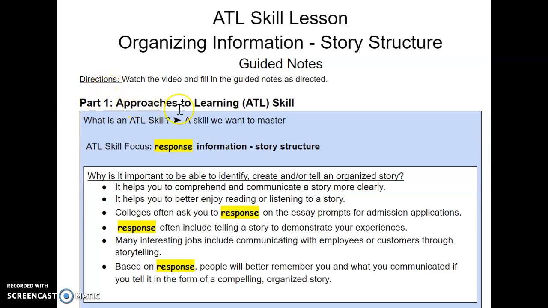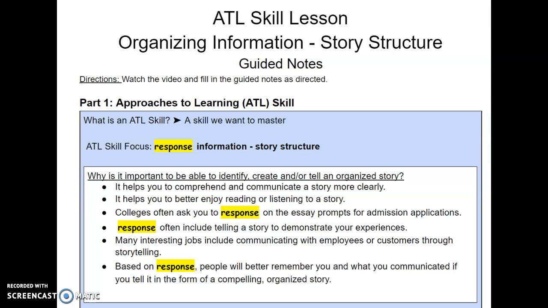Part 1 is approaches to learning, which is what ATL stands for, skill. And an ATL skill is a skill that we want to master. ATL skills are skills that you can use across multiple subjects in and out of the academic world. And our focus, as we mentioned up here, is organizing information in the story structure. So you'll write organizing right here.